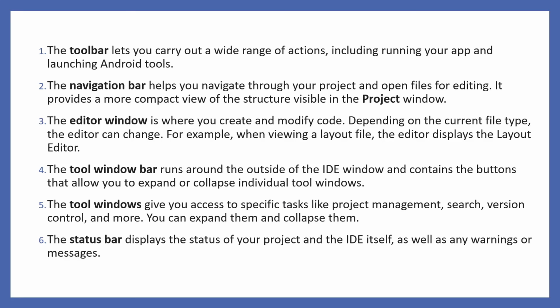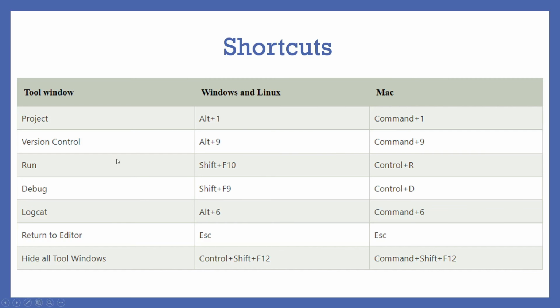The tool window bar runs around the outside of the IDE window and contains the buttons that allow you to expand or collapse individual tool windows. The fifth one is the tool windows, which give you access to specific tasks like project management, search, version control, and many more. You can expand and collapse them. Last, the status bar. The status bar displays the status of your project and the IDE itself, as well as any warnings or messages. So that's it.